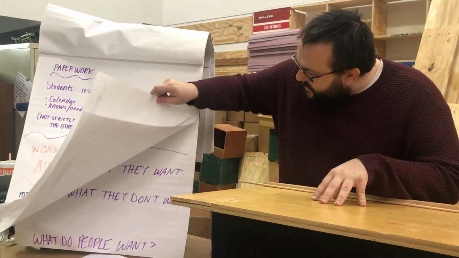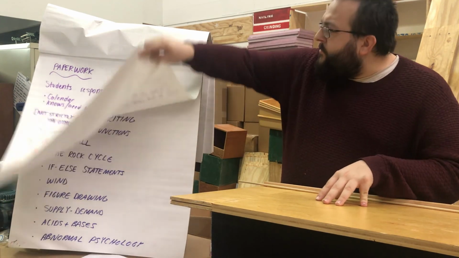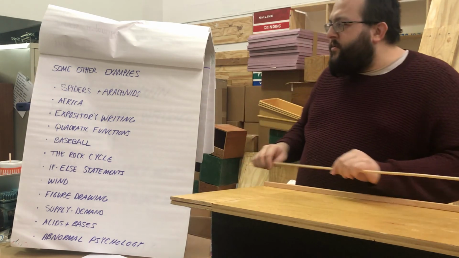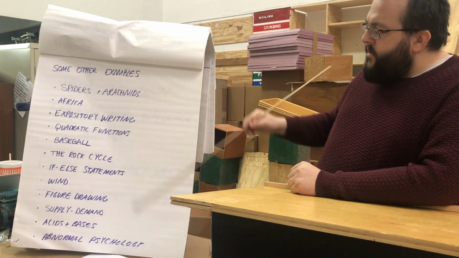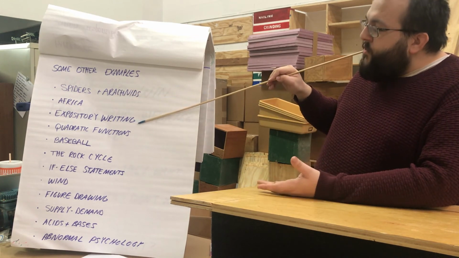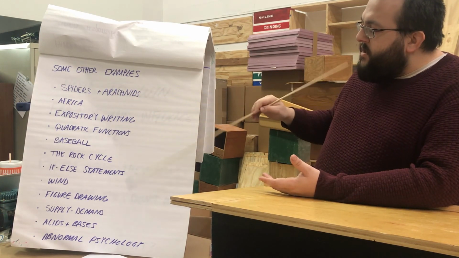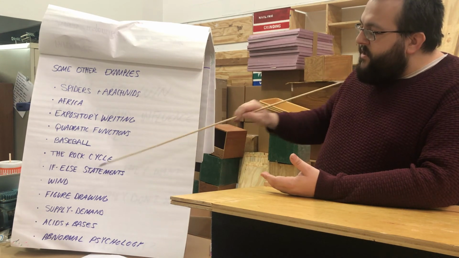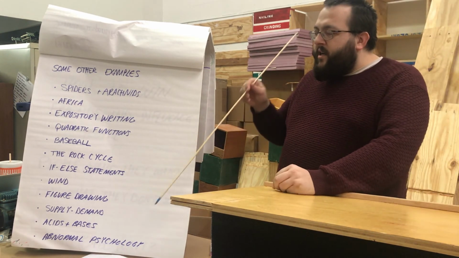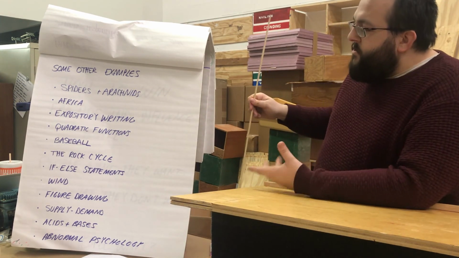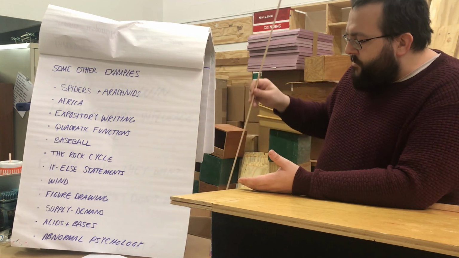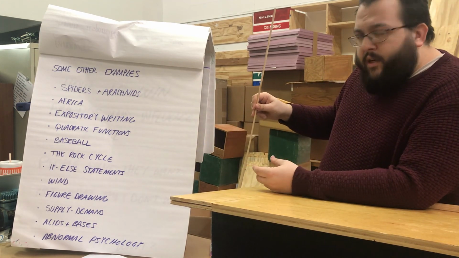I've got some more things to say, but, oh yeah, here we go. Some other examples. All of these things can be done in this way. I've just made a list of examples: spiders and arachnids, Africa, expository writing, quadratic functions, baseball, the rock cycle, if-else statements, computer science, wind, figure drawing, supply and demand, acids and bases, abnormal psychology. I picked a lot of different subjects. I think any subject is applicable, but if you want to see more about these specific examples, just tell me, and I can oblige.